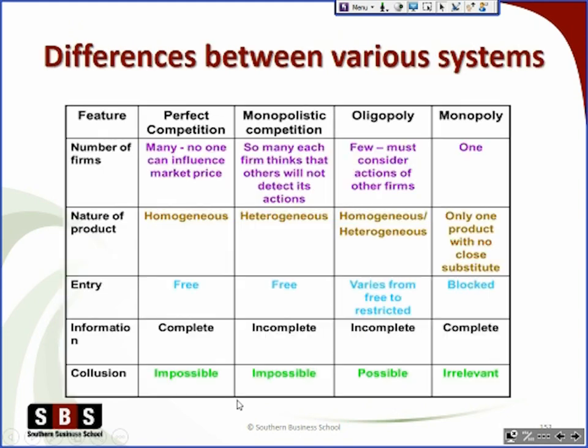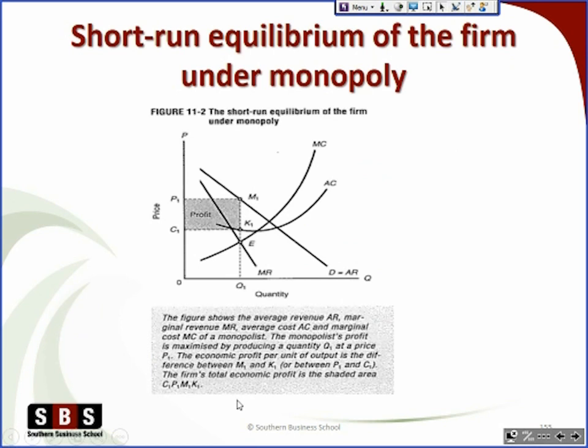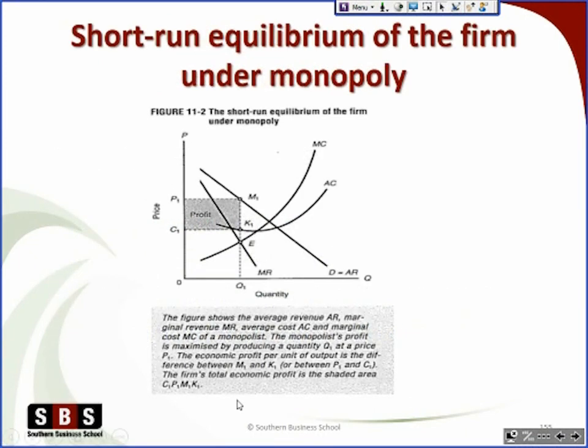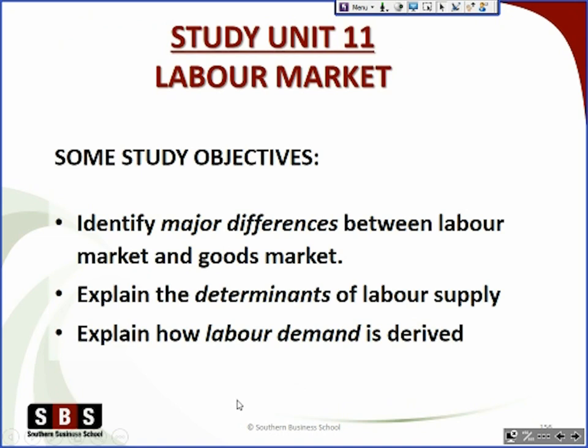Okay, this is a continuation of that previous table. So you've got to know what the demand curve looks like. And okay, I can say this graph wasn't asked in the exam, but this is a short-run equilibrium of the firm under monopoly. If you read exactly what's going on down there, then you'll see where the profit lies for a monopoly. But this wasn't asked in the exam. I just want you to know this slide, because later in economics you'll use it.